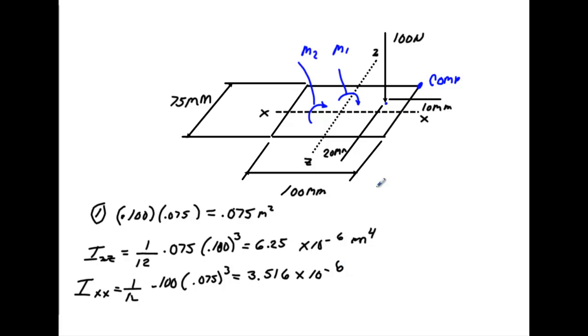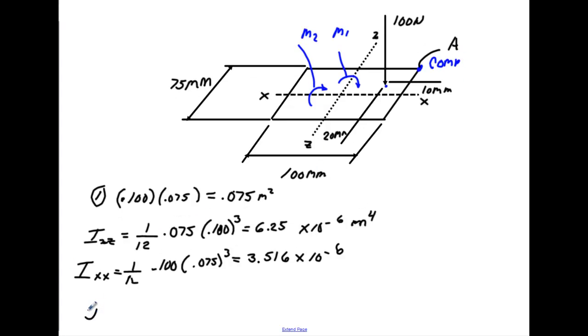Alright, so if I'm going to find the stress at A, then the stress at A would equal the load that's been applied divided by the entire cross-sectional area, which is 0.075, plus my moment. My moment in this case, we'll do M1 here, a moment around the z-axis. So I'll label it here MZ.